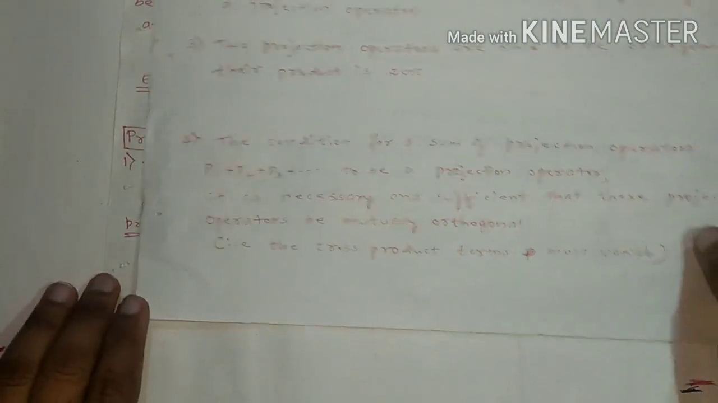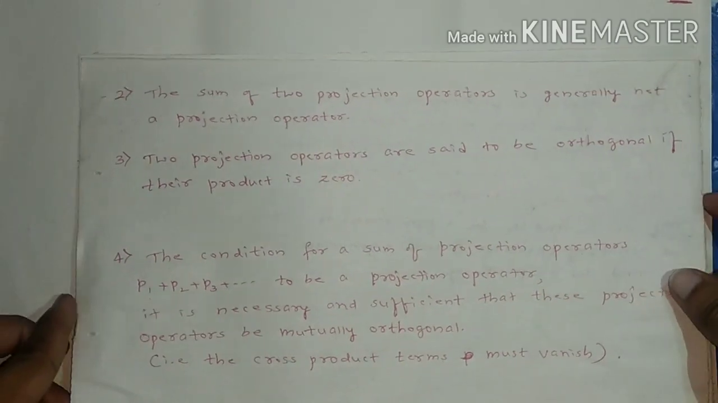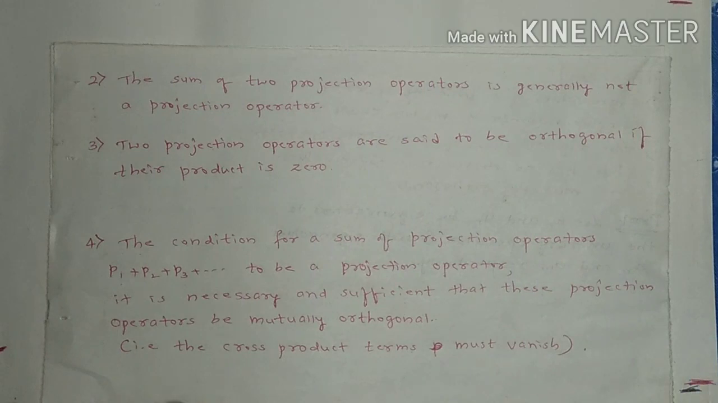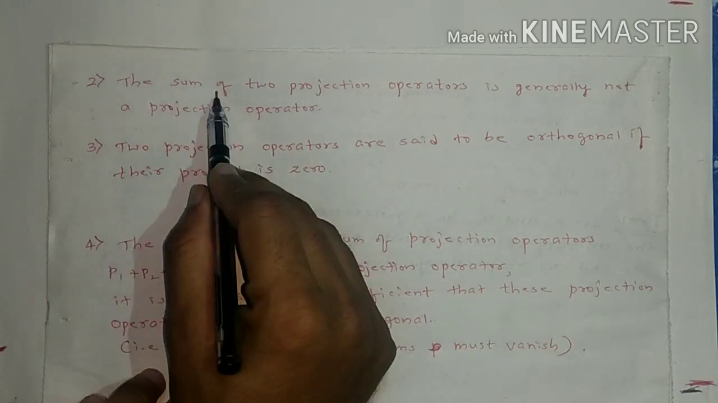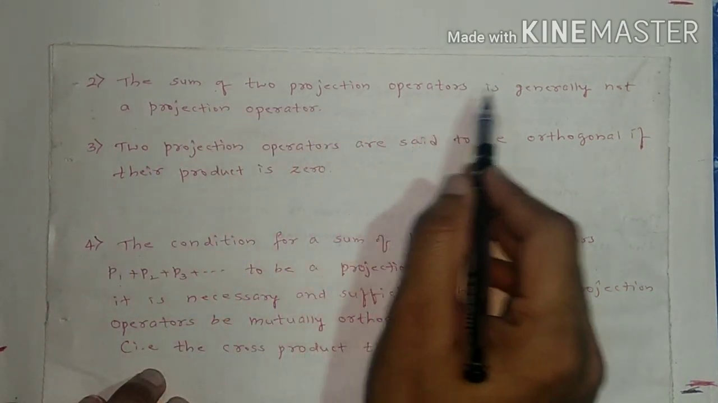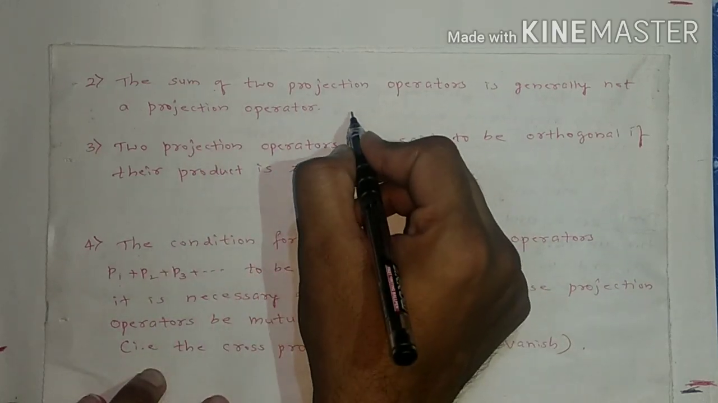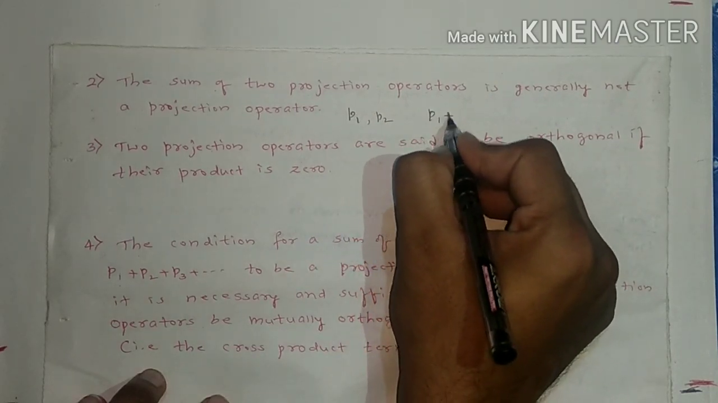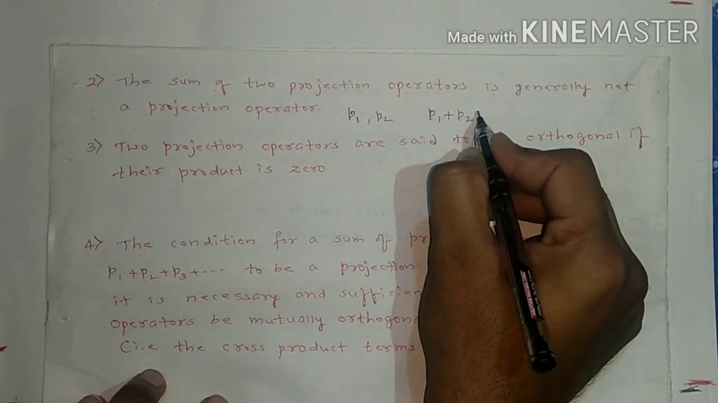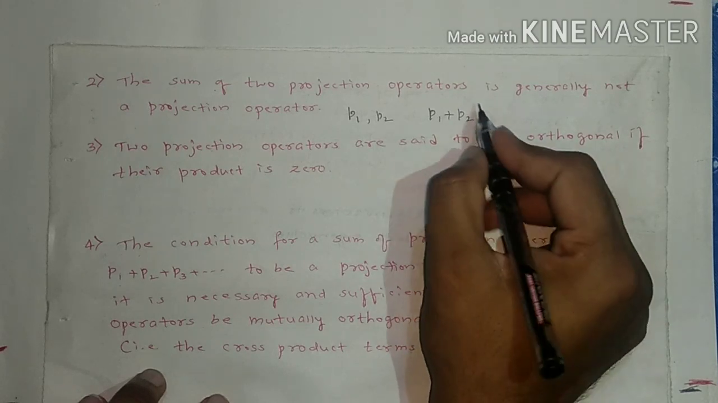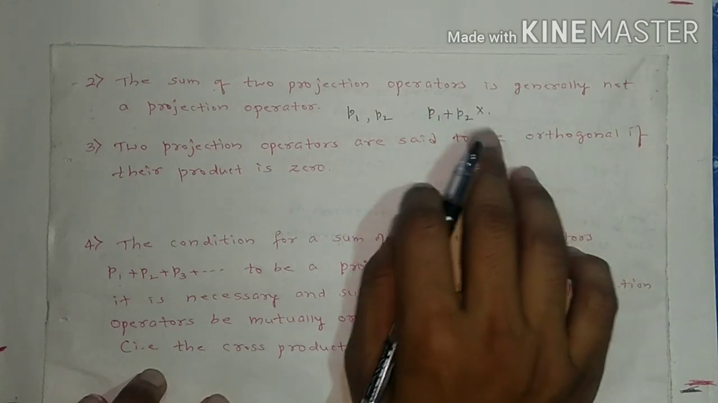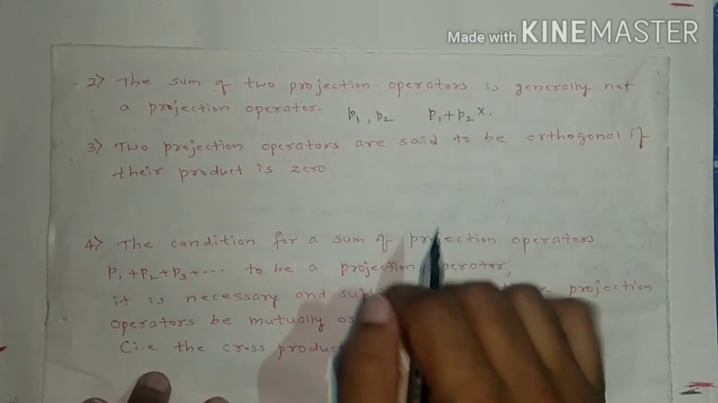Let us see a few more properties. We will not go into detail about these properties, we'll just see them quantitatively. The second property is the sum of two projection operators is generally not a projection operator. Suppose we have two projection operators P1 and P2, its sum P1 plus P2 is not generally a projection operator. So there is a condition that we'll see later.